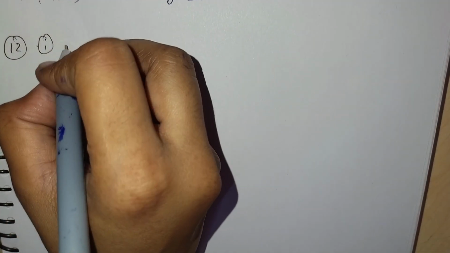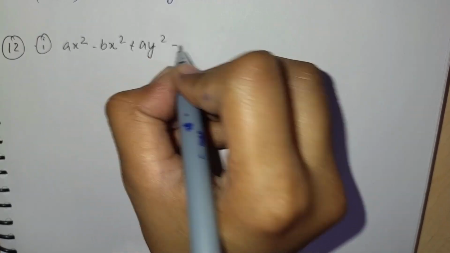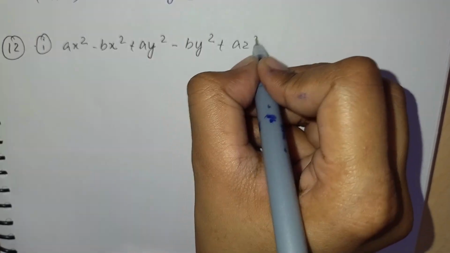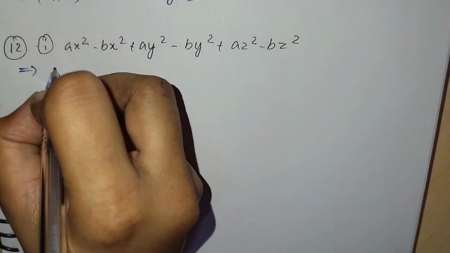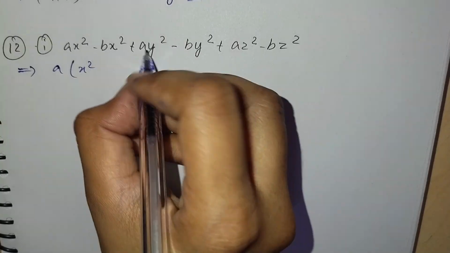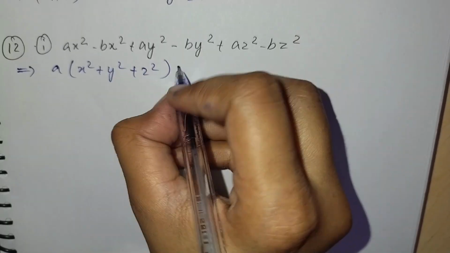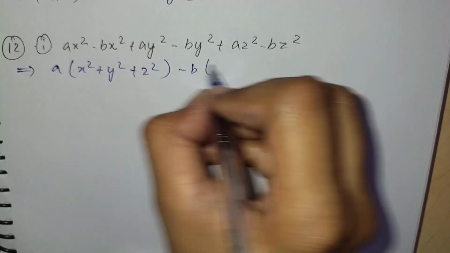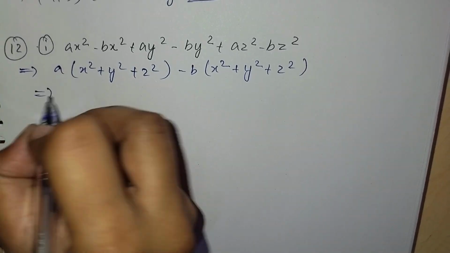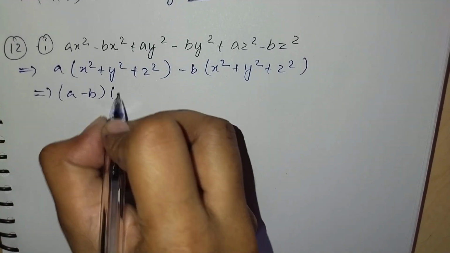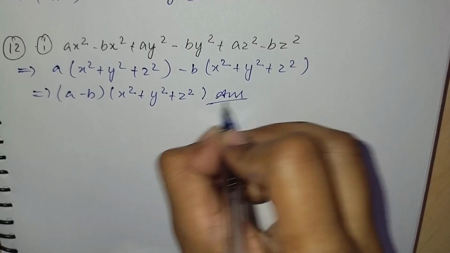So 12th question, first part is ax square minus bx square plus ay square minus by square plus az square minus bz square. We can write it by taking common as a here, x square plus y square plus z square. Now we can take common here minus b and here then again x square plus y square plus z square. Now we can write it in the form a minus b, x square plus y square plus z square as the answer here in this question.